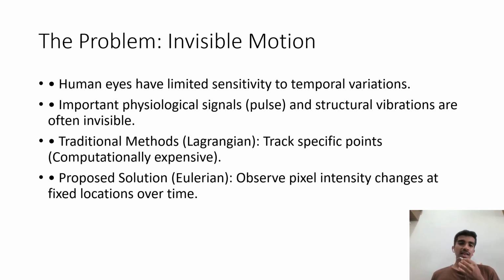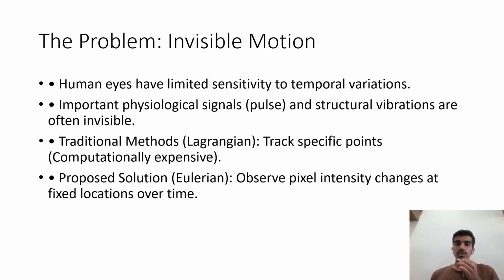Traditional methods use Lagrangian motion estimation, which attempts to find a feature like a corner of a room, an eye, or a small button on a shirt, and calculates its velocity vector from frame to frame. This method is computationally very heavy and expensive, and it struggles to detect motion smaller than a single pixel.